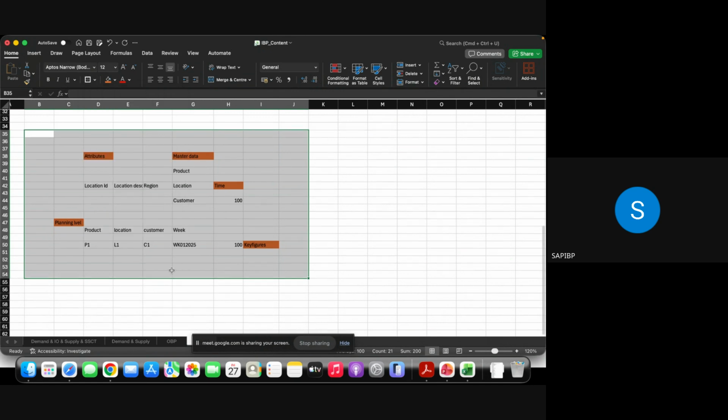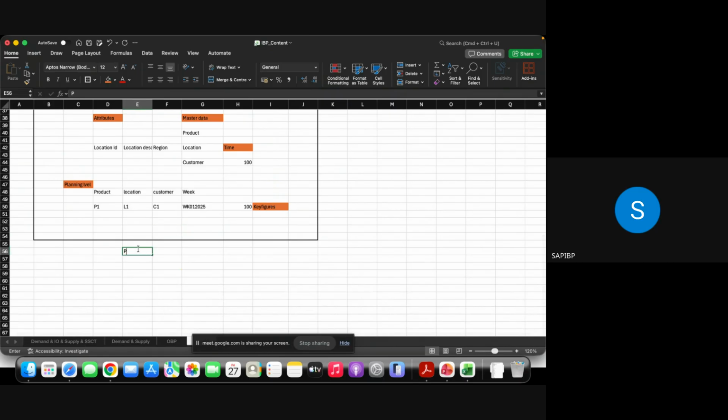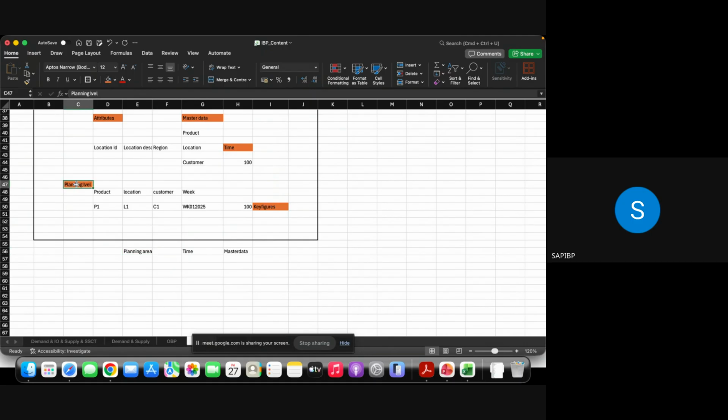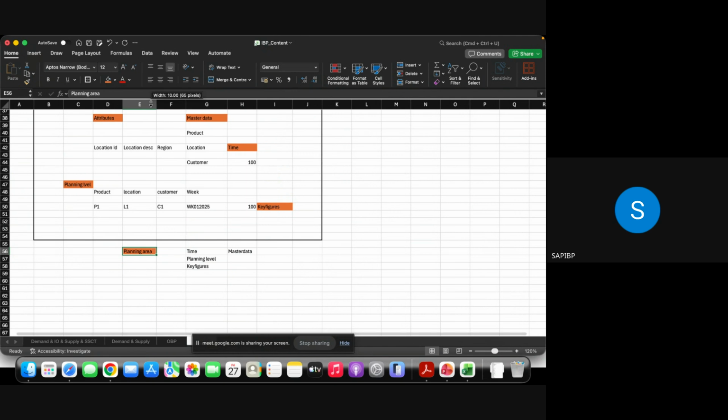This will be represented by a structure called the planning area. It is formed with the help of your time profile and your master data. And as the master data is there in your planning area, you can define your planning levels, and against the planning levels you can define your key figures, right? This is what we call a planning model. To carry out planning in IBP, the planning model setup is important. Without that, you can't proceed with any kind of planning.